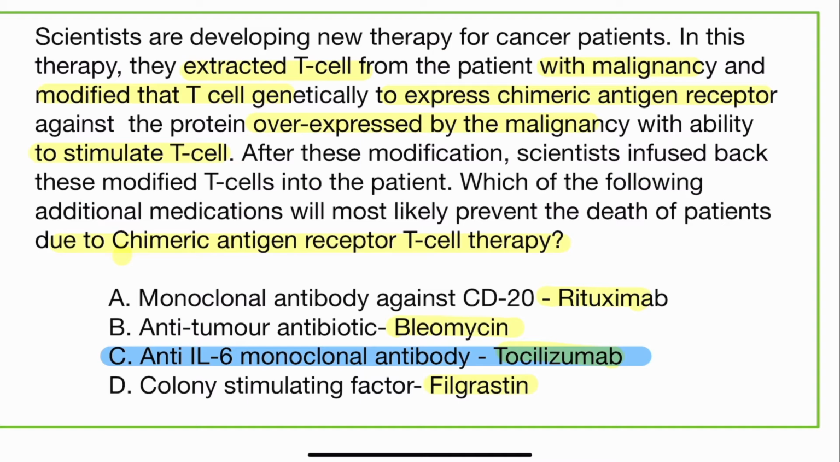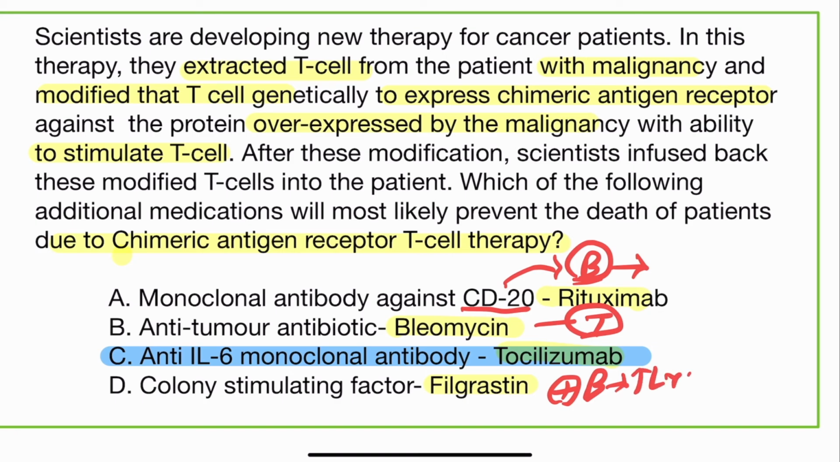Let's discuss the other options given in the question. The monoclonal antibody against CD20 will bind to the B cell surface and try to kill the B cell, which works in B cell lymphoma. Second is an anti-tumor antibiotic, which binds to the tumor cell directly and tries to kill that cell. And colony stimulating factor activates the bone marrow and stimulates lymphocyte production, which works in lymphopenia patients. I hope you understand this question. Thank you.